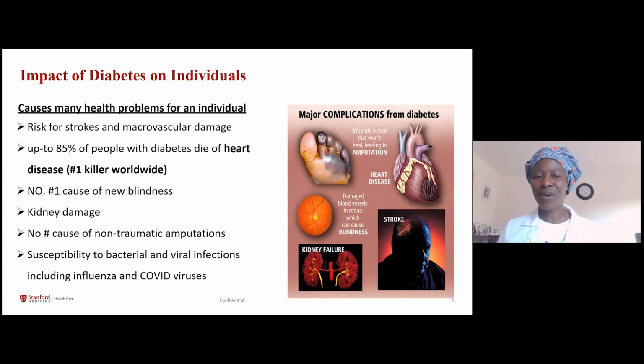Diabetes causes many health problems for an individual. One, the risk for strokes and macrovascular damage is imminent. Up to 85% of people with diabetes die of heart disease, which is the #1 killer in the country and worldwide. Diabetes is also the #1 cause of new blindness. It causes kidney damage. It's also the #1 cause of non-traumatic amputations. It also increases a person's susceptibility to bacterial as well as viral infections, including influenza and COVID viruses.